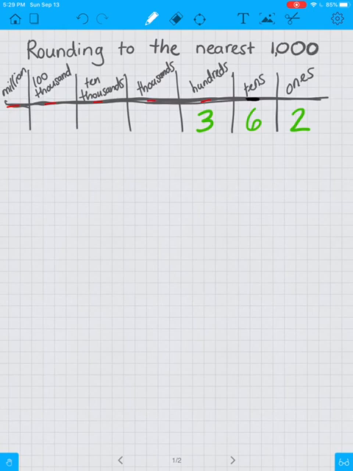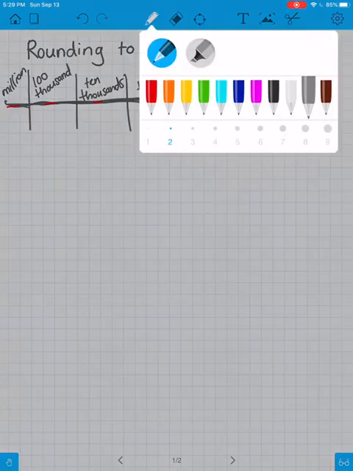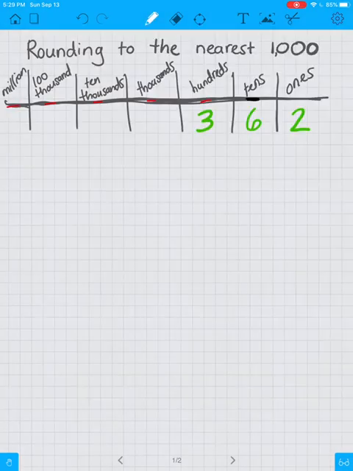Just to review place value and make sure we know what we're doing, I'm going to add to this number. Last time we had 362. Now we're going to have 8,362. So remember, rounding is just to get a quick estimation.